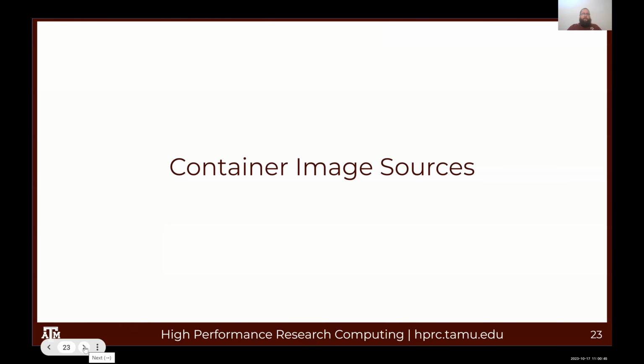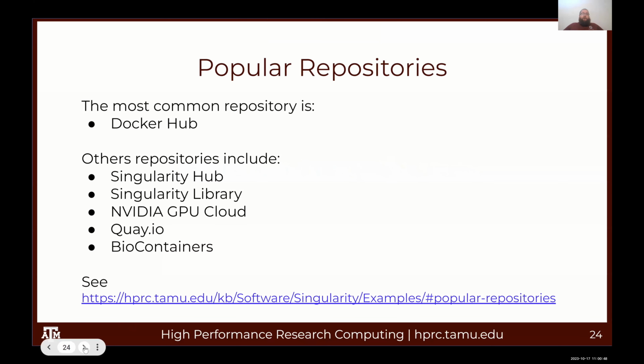Container image sources. So there are repositories on the internet where you can find container images. The most popular is Docker Hub. That's because it's been around the longest, because Docker was the first popular container runtime. So if you do not provide a URL for an image, most container runtimes will assume you mean Docker Hub is the source for that image. If you wish to draw an image from a different repository, you simply provide the URL for that repository.